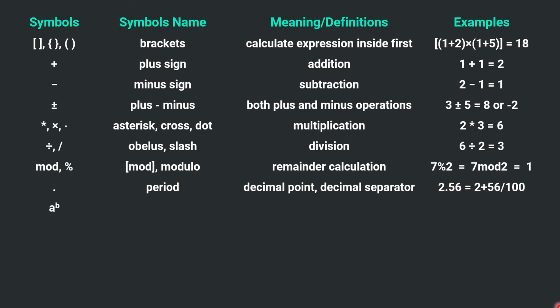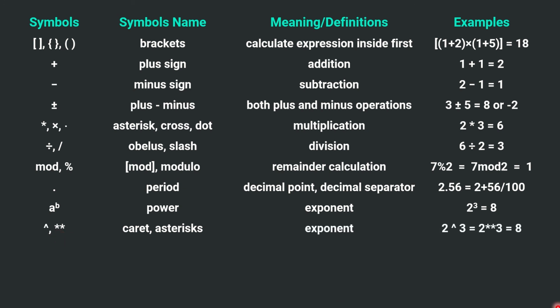Now we have this superscript sign, which is the power. So it is used for the exponent purpose. So 2 to the power 3 or 2 superscript 3 is equal to 8. Then we have this caret sign or double asterisk. So caret or double asterisk is also used for the exponent function. So 2 caret 3 or 2 double asterisk 3 both will give you 8. Then we have this radical sign, which is used for nth root. So if n is equal to 3, the nth root of 8 would be 2. That means the cube root of 8 would be 2.